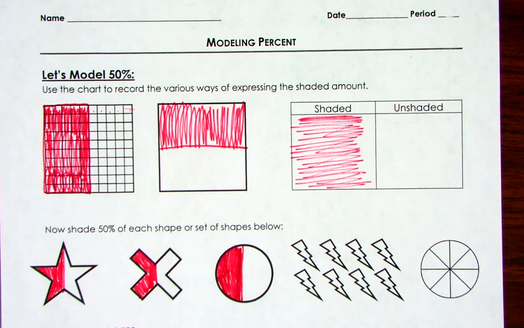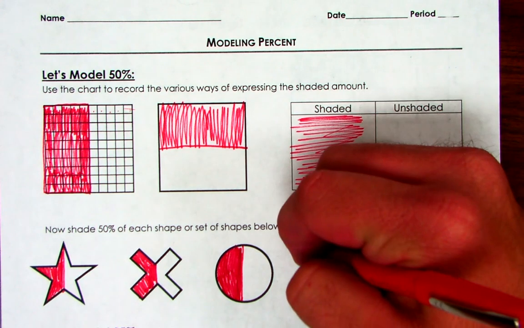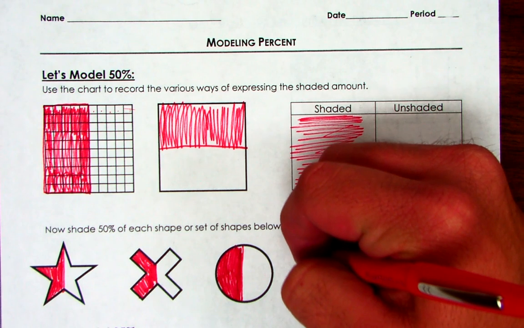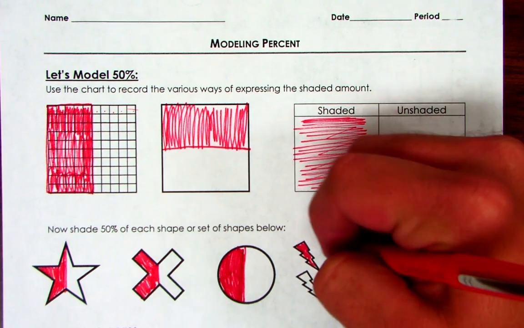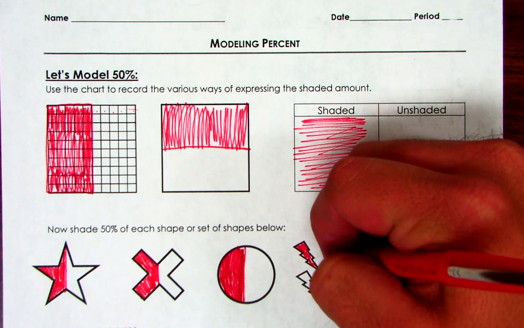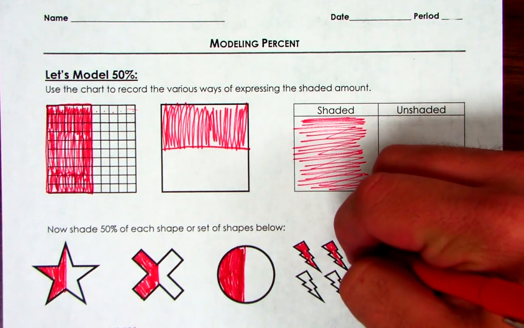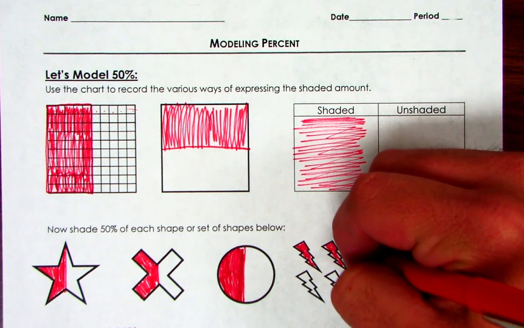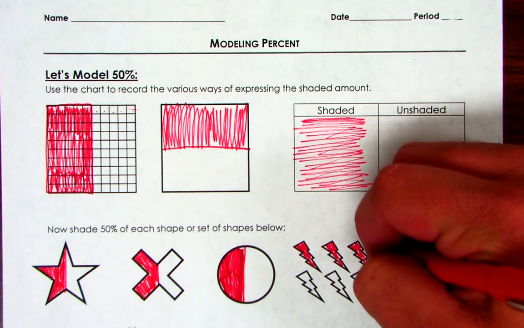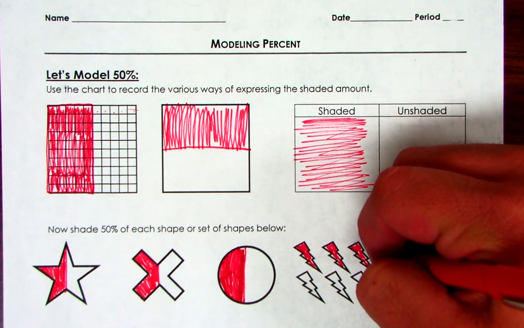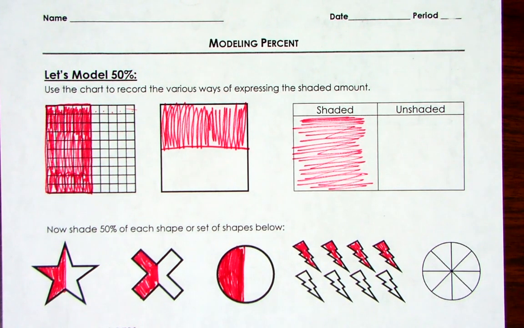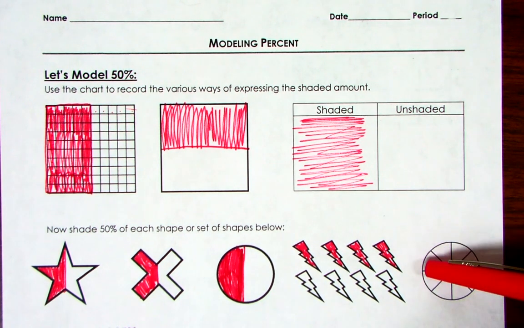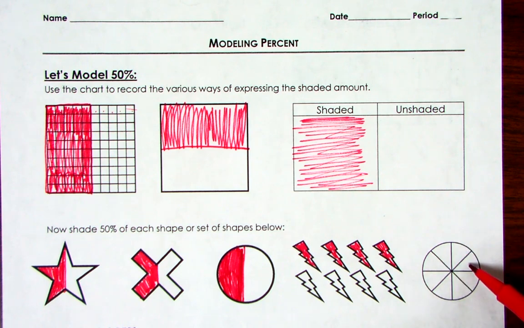Well, look at this next one. We now have 8 lightning bolts. It says shade in 50% of them. That means half of 8, which is 4. So let's shade in 4 of them. There you go. And this last one looks like there's 1, 2, 3, 4, 5, 6, 7, 8.